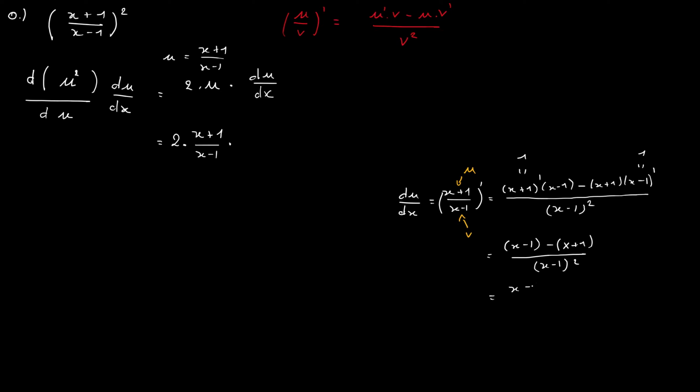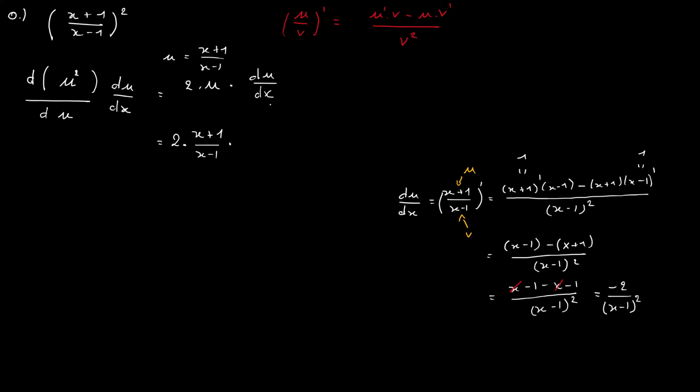Okay, let's simplify this a little bit. So let's cancel out the brackets. Minus x minus 1 over x minus 1 squared. Or in other words, the x's neatly cancel each other out. We just end up with minus 2 over x minus 1 squared.